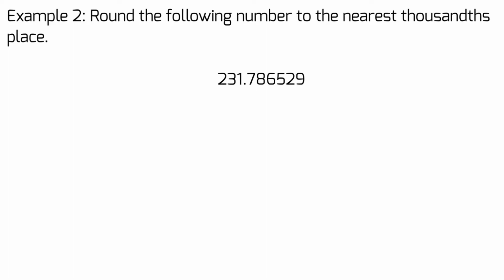Let's look at another example. It says example 2, round the following number to the nearest thousandths place. So the word thousandths, or 1,000, has 3 zeros, so we're going to 3 decimal places. So 3 places after the decimal. If I'm right here, 1, 2, 3, this is my cutoff point. So I'm going to draw a line going straight down. Then I want to keep everything that comes before.